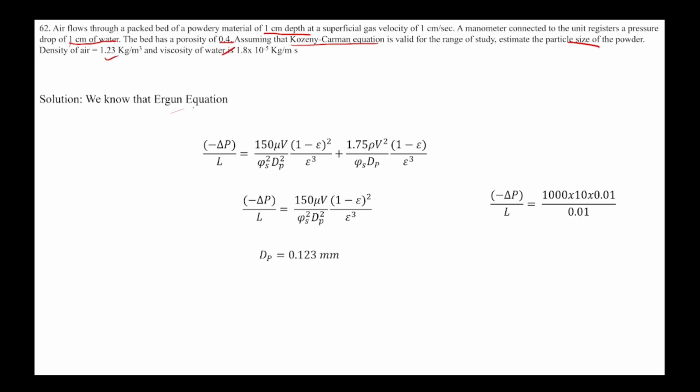Okay, so we have the Ergun equation. Since the Kozeny-Carman equation is applicable, this term will become 0. So this is the Kozeny-Carman equation. Minus del P by L. Minus del P we have 1000 because 1 centimeter of water, 10 is the gravity, 1 centimeter of the water is 0.01, divided by length which is 0.01. That is the depth, length is equal to depth. Okay, so 0.01. So putting the values, 10 to the power 4 is equal to all the values you will put. Ultimately dp will be 0.123 mm.